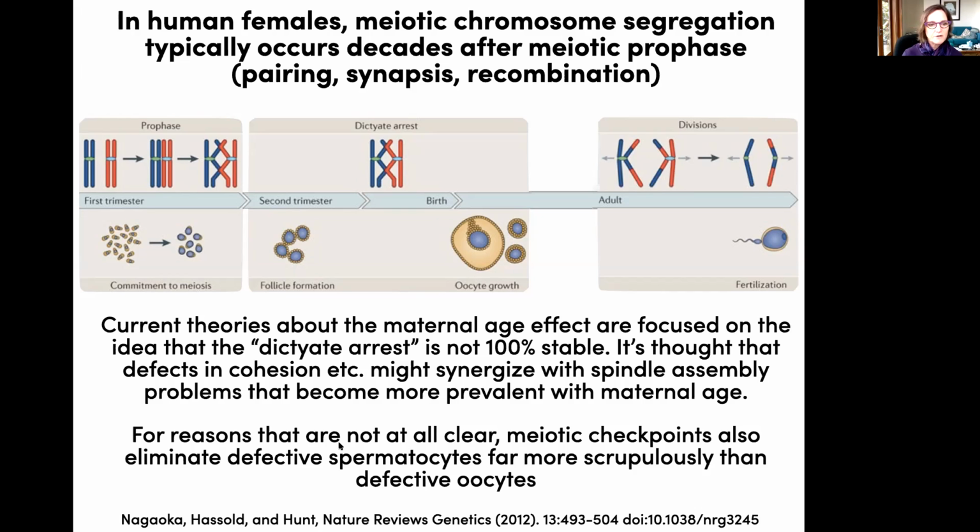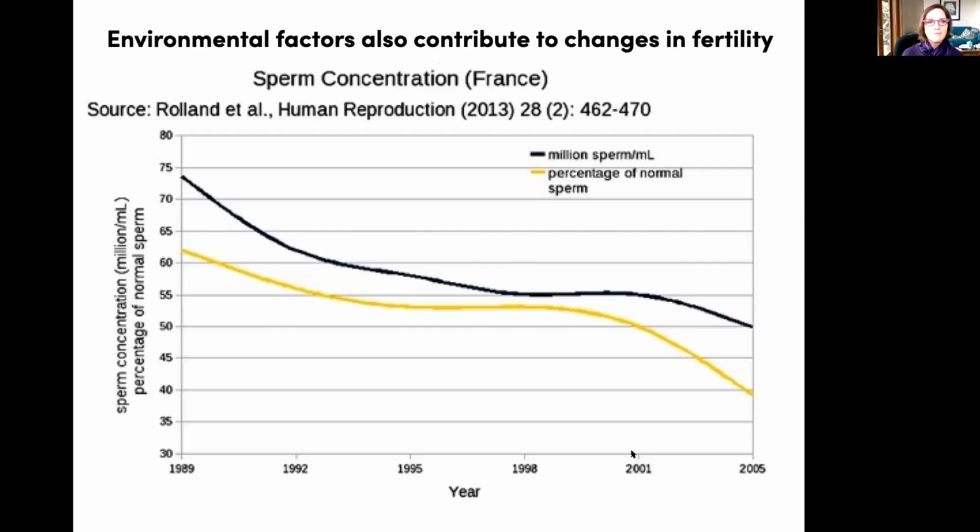Oh, and I mentioned this earlier, that for reasons that are not clear, meiotic checkpoints, the safeguards against non-disjunction, seem to be stronger in the male than in the female, which does not seem to make sense, but that's just the way it is.